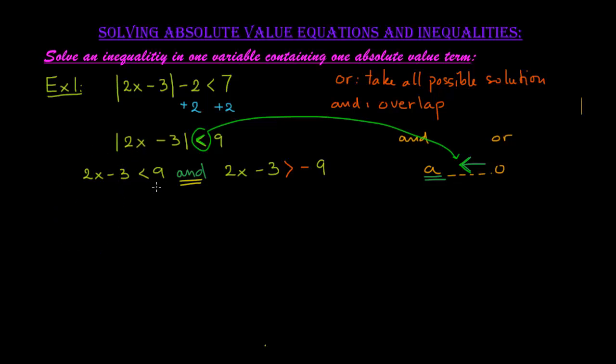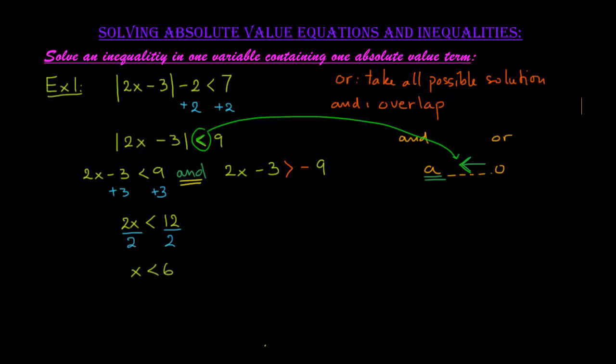My next step is to solve the inequality on the right side by adding 3 on both sides. We have 2x less than 12, and then divide by 2 on both sides. Then we have x less than 6.